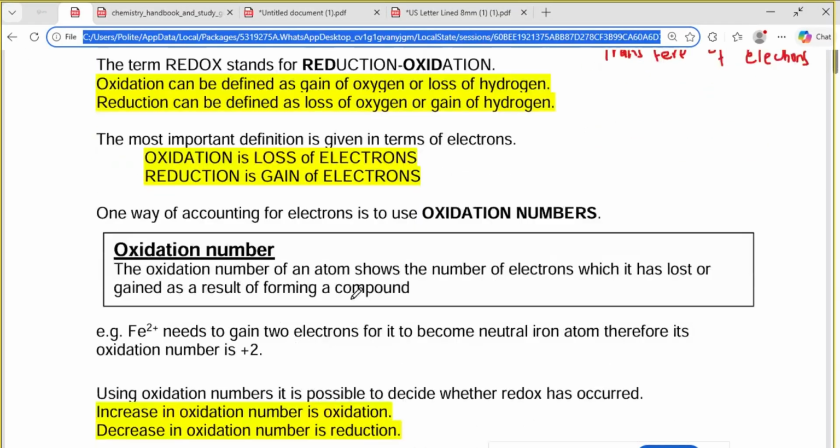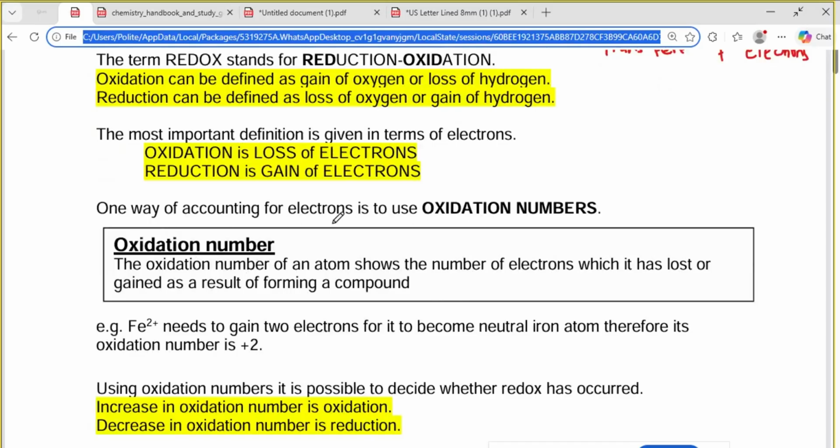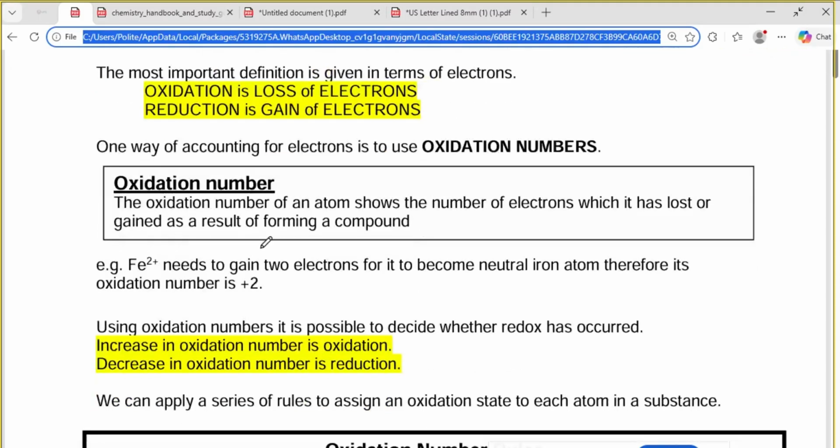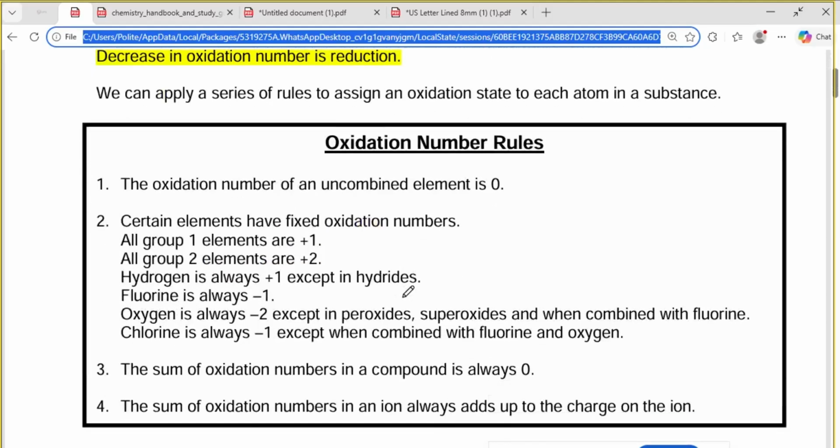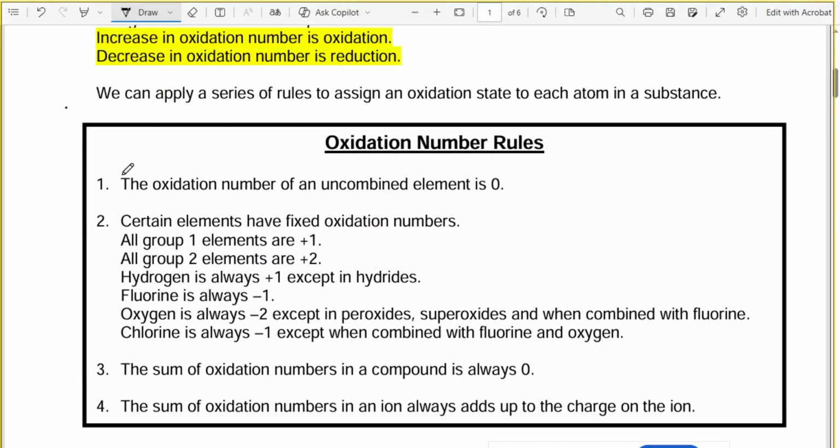So now, one way of accounting for electrons is to use oxidation numbers. You need to understand how this works. Without wasting time, I think it's best if we go straight to the oxidation number rules. Do you understand how these rules work? No? Okay, so now you see the oxidation number rules.